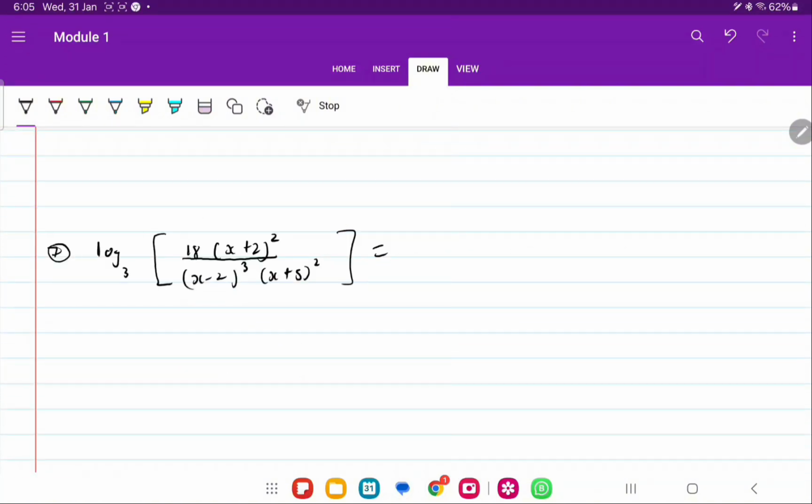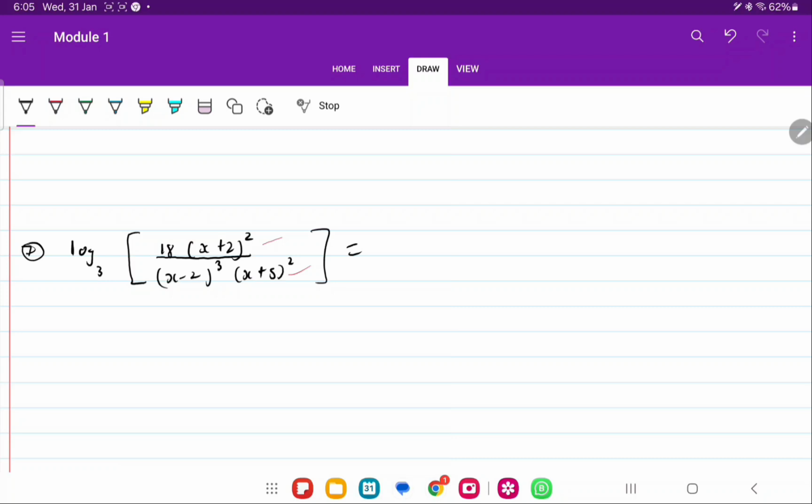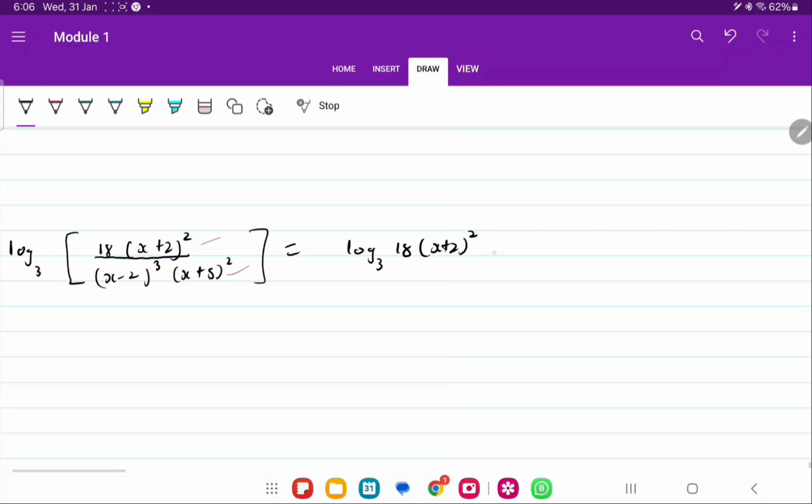This one looks very complicated, but it's not. If you look at the argument, first thing you should notice is that it's a fraction, right? With a numerator and a denominator. And the first law I should apply when my argument is a fraction is a quotient law. So I'm going to get log base 3 of 18 into x plus 2 all raised to the second power minus log base 3 of x minus 2 all raised to the third power times x plus 5 all raised to the second power. And this entire product is my argument. All right, same thing here.